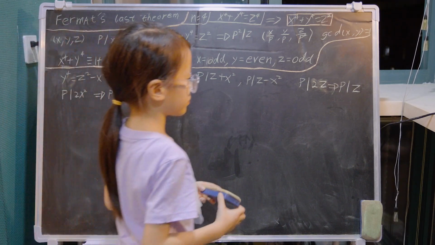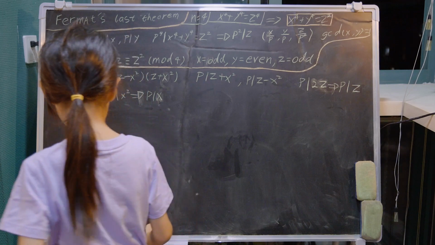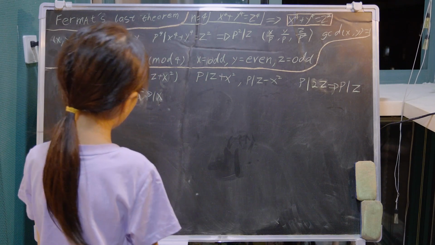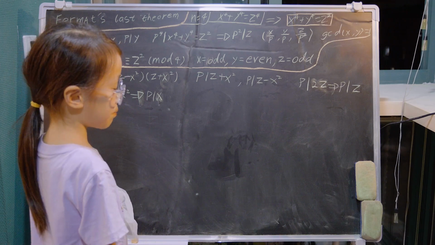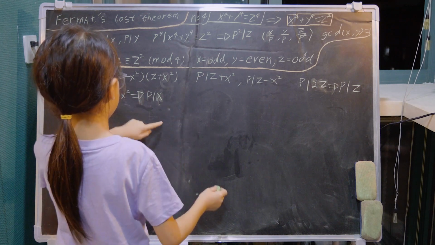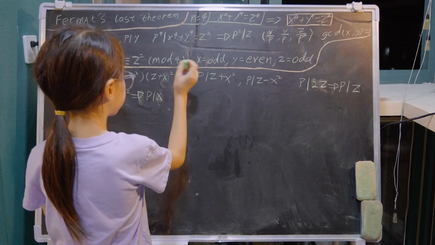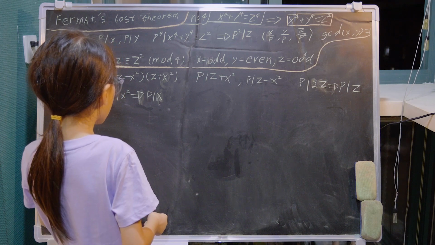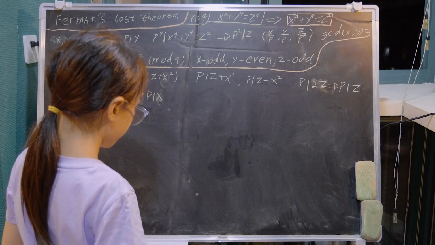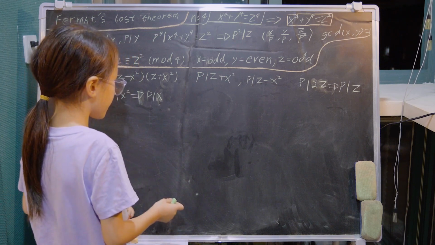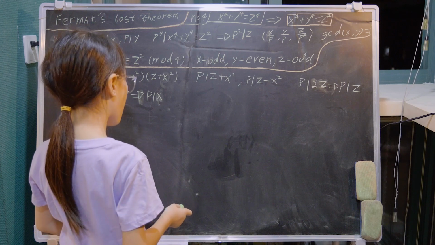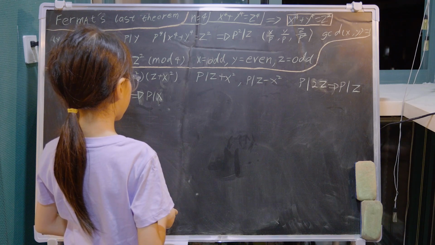So what we do next: we proved p cannot be an odd prime. So let's see if it is an even number. Then we can prove these two factors can only be multiples of 2. But if these two are both multiples of 4, what will happen?